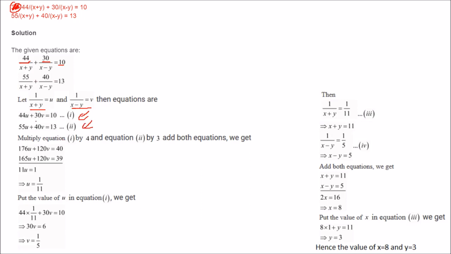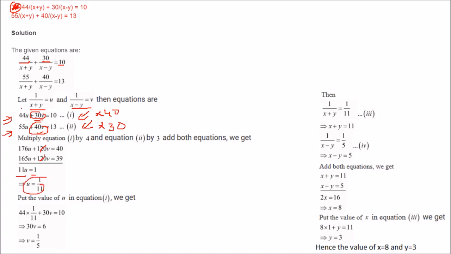Now what we can do? See, this is 30, this is 40. So let us make them the same so that we can subtract them. So multiply this whole equation by 40, multiply this whole equation by say 30. So this will become 120, this will become 120, the others will be multiplied as well. After multiplying by 40 and 30, we get these two equations. Subtract them. This gets cancelled. 176 minus 165 is 11u. 40 minus 39 is 1. So u will be 1 by 11.